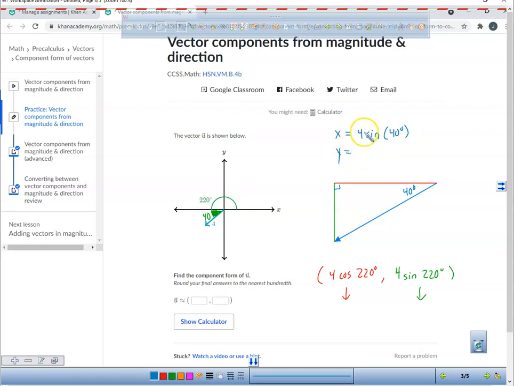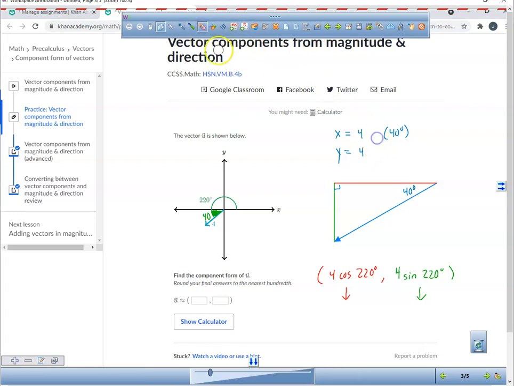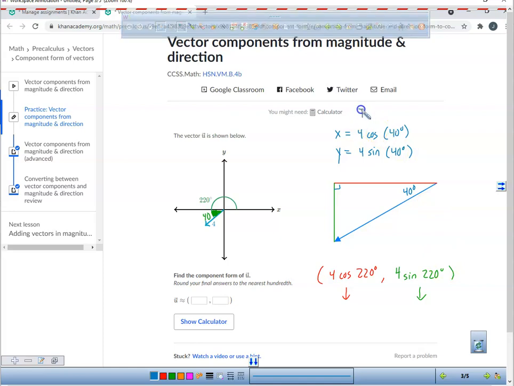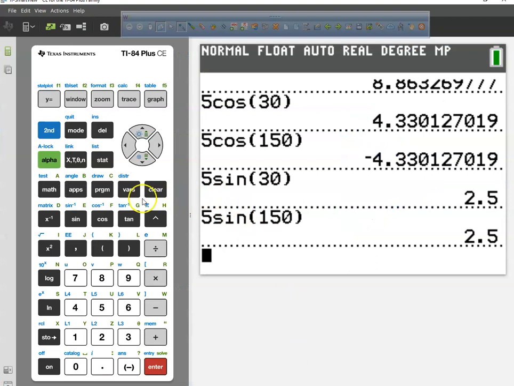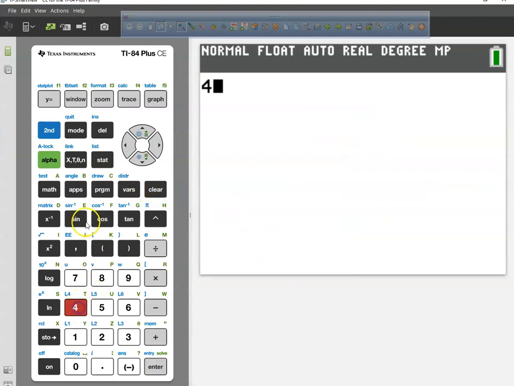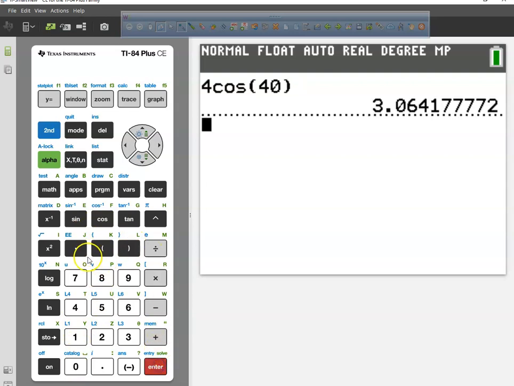If this was in the first quadrant, then we would just do, I messed up, this would be cosine. Sorry. There we go. All right, if I was in the first quadrant, those would be my answers. But if I'm in the third quadrant, I can actually use the 220. Okay, so let's check this out. I'm going to clear this out so you don't see a whole bunch of stuff. Let's go and do 4 cosine 40. And let's do 4 sine 40.